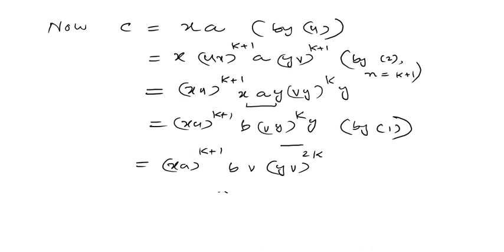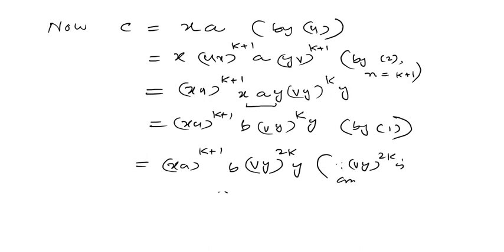Now this vy power k is vy power, okay, so this is b, then vy power 2k and y, because vy power 2k is an idempotent. Okay, the last element here is actually v. There is a mistake, it's v here, not y. It's v here. Yes.